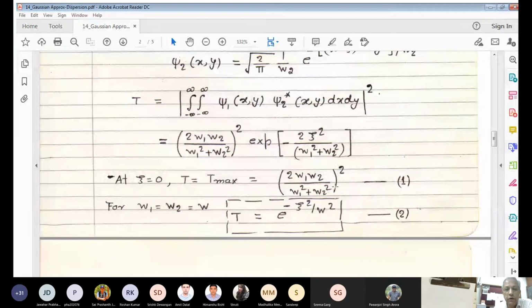If you have identical fibers, say some fiber link is broken and one splices it, but there is a misalignment of xi, then when W1 is equal to W2 is equal to W, the transmission would be given by exponential of minus xi square by W square. In fact, this equation gives a very simple experimental way to find out the Gaussian spot size of a single mode fiber.